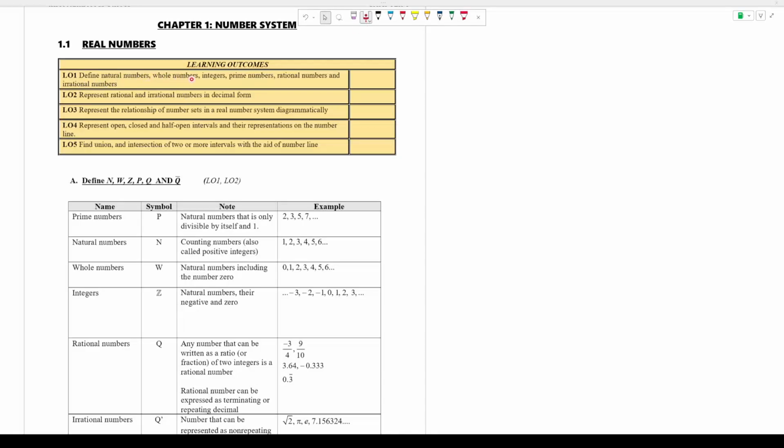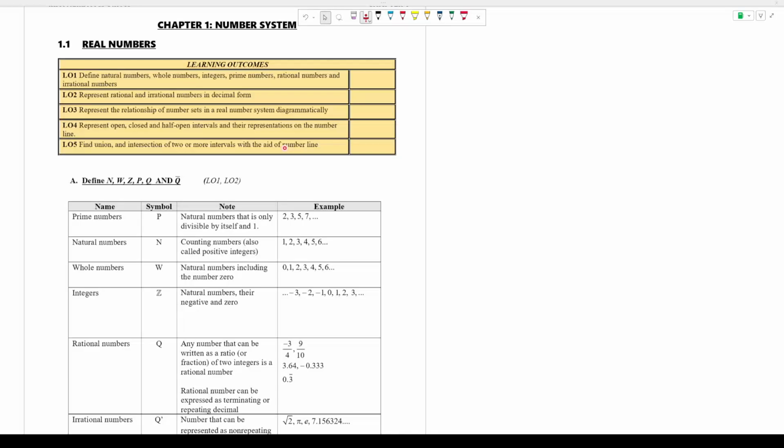Define natural numbers, whole numbers, integers, prime numbers, rational numbers, and irrational numbers. Represent rational and irrational numbers in decimal form. Represent the relationship of number sets in the real number system diagrammatically. Represent open, closed, and half open intervals and the representations on the number line. Find union and intersection of two or more intervals with the aid of number line.